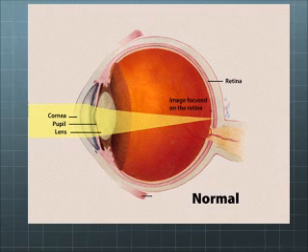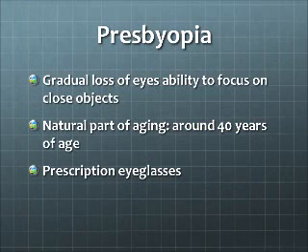The most common eye problems in elders are: presbyopia, the gradual loss of the eye's ability to focus on close objects. You may become aware of it when you start holding books and newspapers at arm's length, usually starting in your mid-40s. It can be corrected with prescription eyeglasses or non-prescription reading glasses. Surgery is also an option.